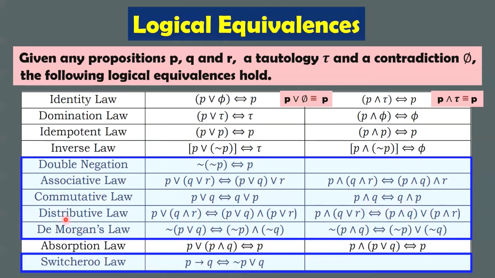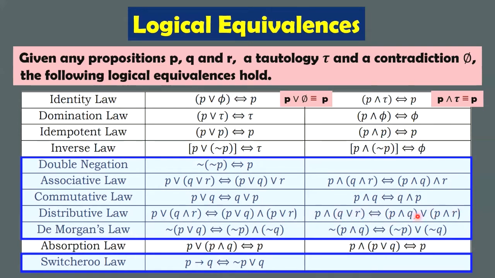Ganun lang. And then, distributive law, ito yung buong i-distribute ninyo. P or. I-distribute nyo sa loob dito. So, you'll have P or Q. And then you copy this connector, and. Tapos, i-distribute mo ulit yung P or dito sa R. So, that's why you have P or R. Ganon. So, same here.